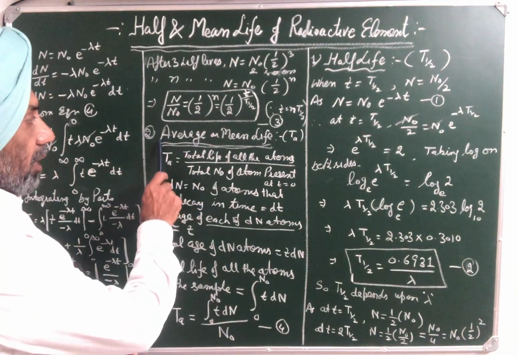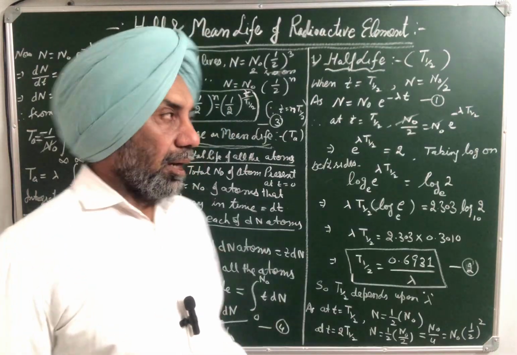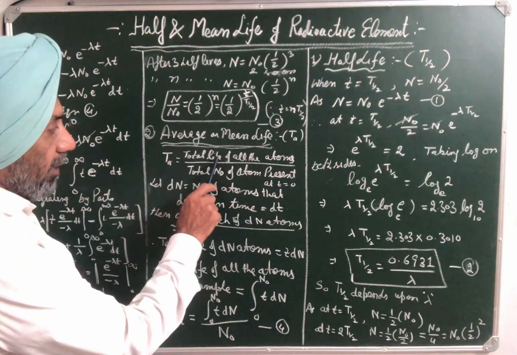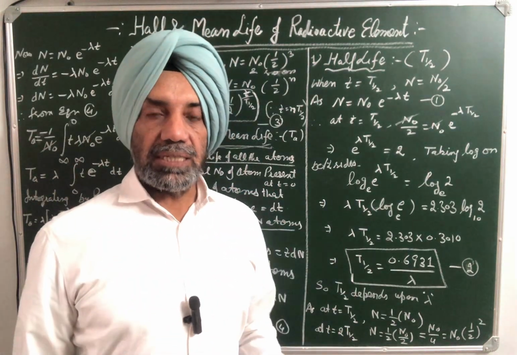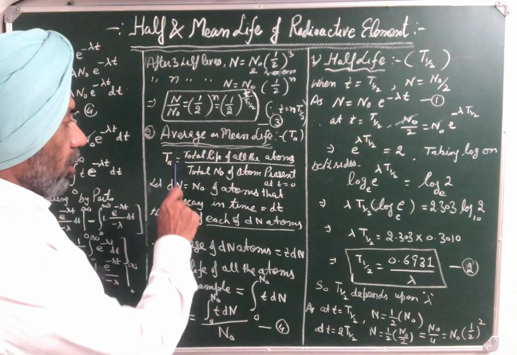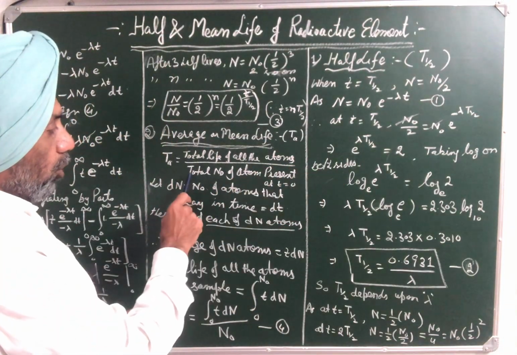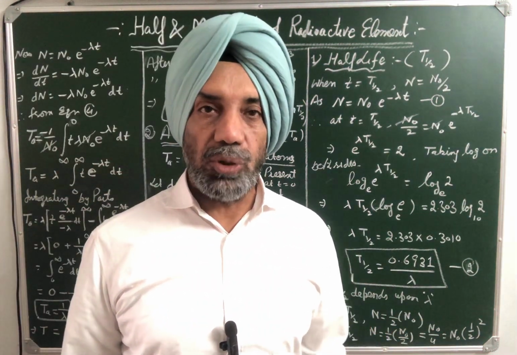So then we come to average life or mean life. Average life is defined as the ratio of total life of all the atoms in the sample of the element to the total number of atoms present initially, that is at t is equal to 0.